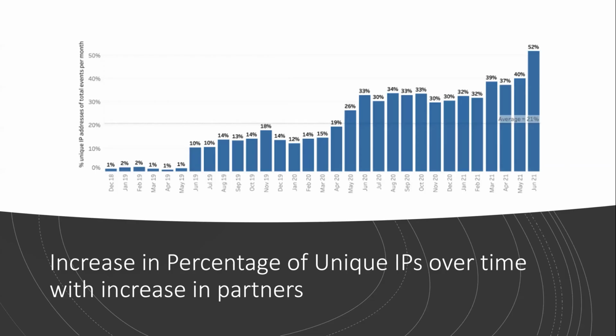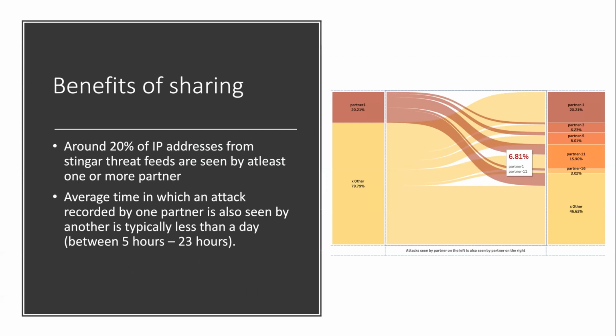The next chart shows the increase in number of unique IP addresses, unique bad actors that we've been able to capture with increase in number of partners. There was almost a 6-time increase identified over the last year, with a peak of 80,000 unique indicators this year. So overall, around 20% of all of our IP addresses are seen by at least more than one partner.